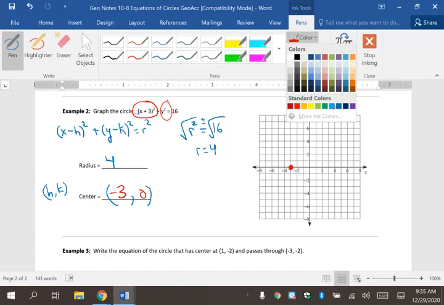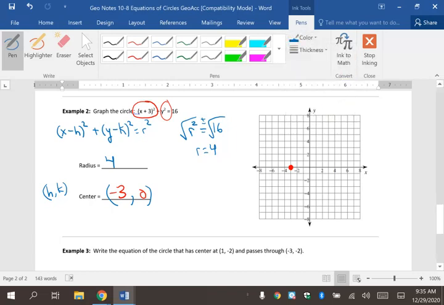Then I just graph that in red because that's not your circle. The circle are all the points around that center point. So from that center point, I'm going to go to the right by 4, 1, 2, 3, 4. I'll go back to the center point, left by 4. I'll go back to the center point, up 4, and back to the center point, down 4. Connect all of those points in a circular pattern, and we have our graph of our circle.